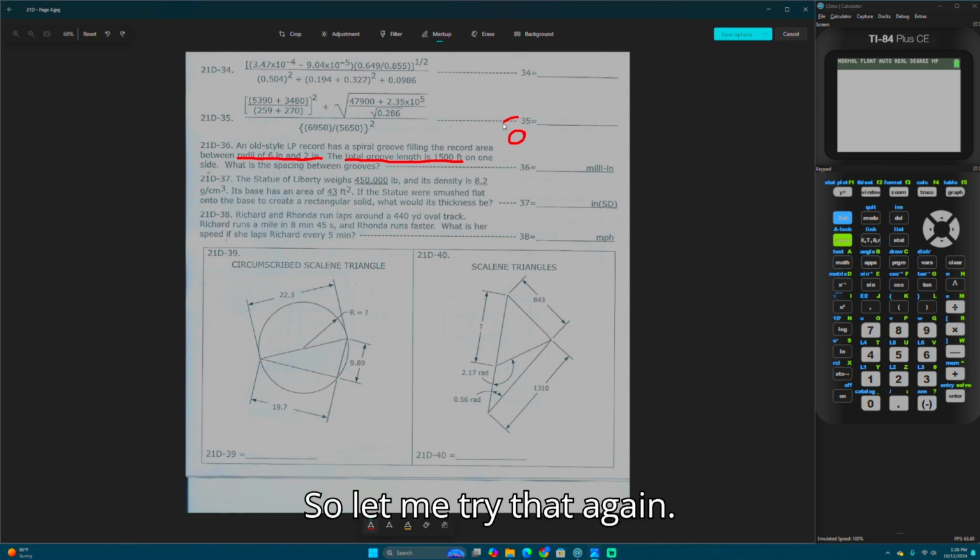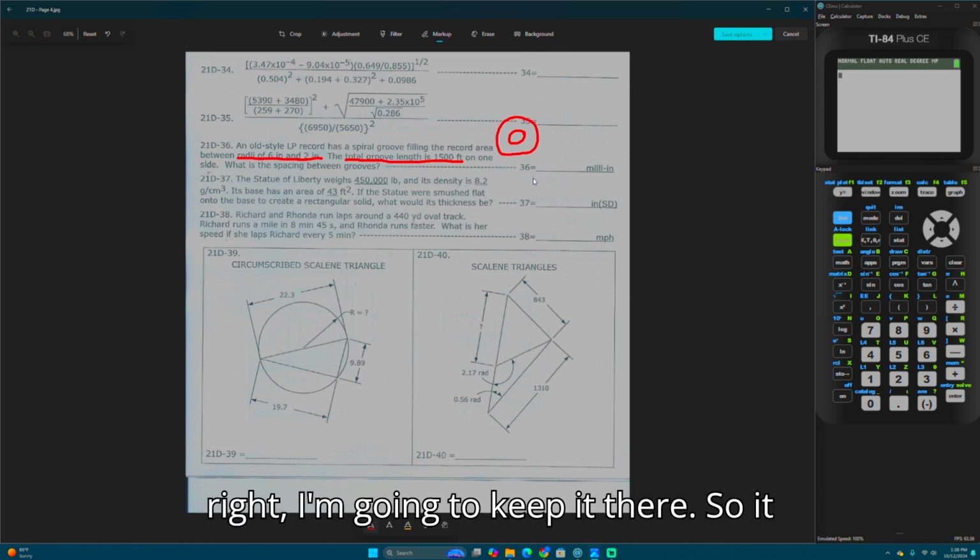I can't even really draw it. So, let me try that again. Okay, that's the best I'm going to do. All right, I'm going to keep it there.